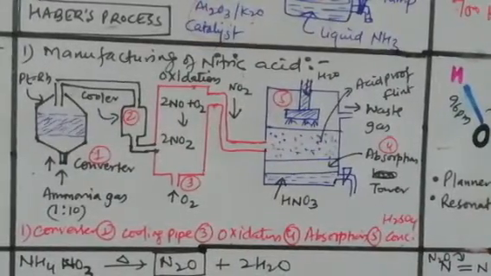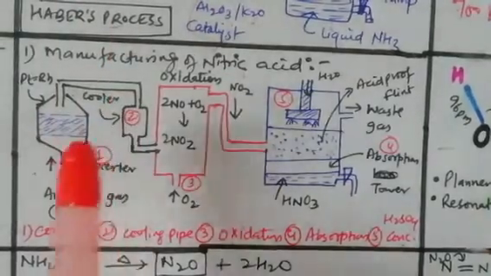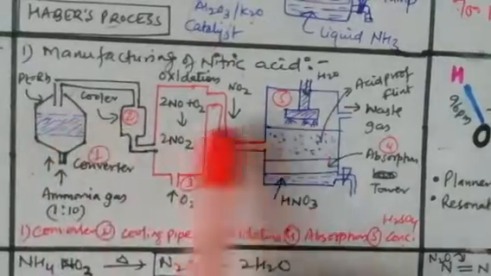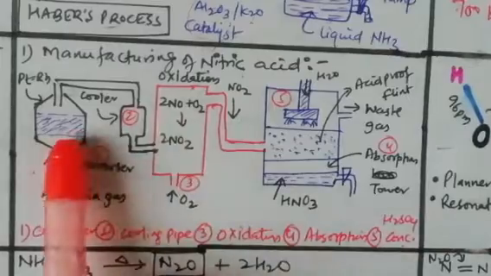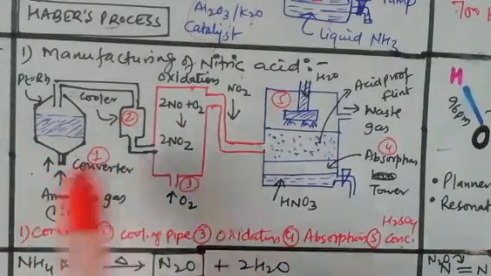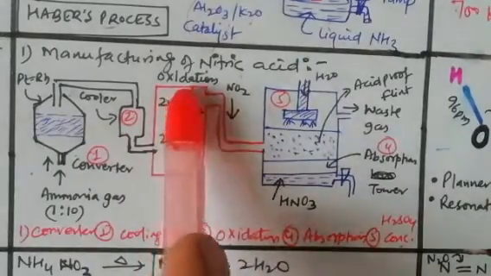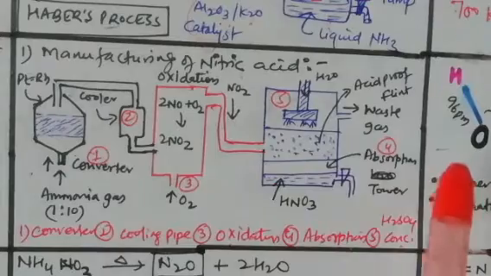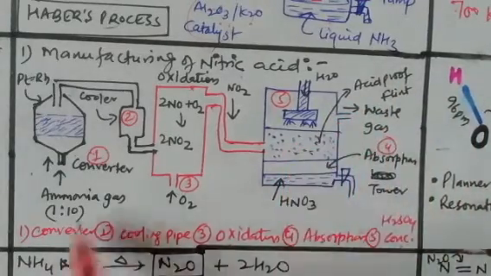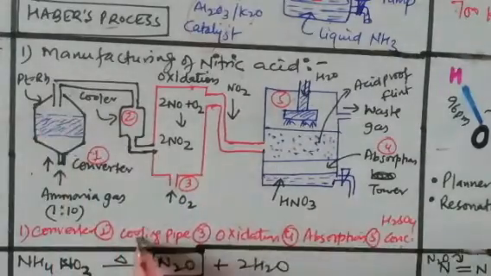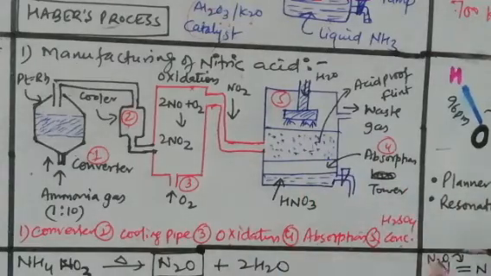Okay, so in this manufacturing of nitric acid, dear students, the first step is that you need to learn this diagram, in which there are three chambers and one cooler. So you will make the first chamber like this shape, that is the converter. Second, you will make this cooler. Third, you will make this chamber, which is the oxidation chamber. Fourth, you will make this chamber, that is the absorption and acidifying chamber. So this is the converter, this is cooling, this is oxidation, this is absorption plus H2SO4 acidifying chamber.